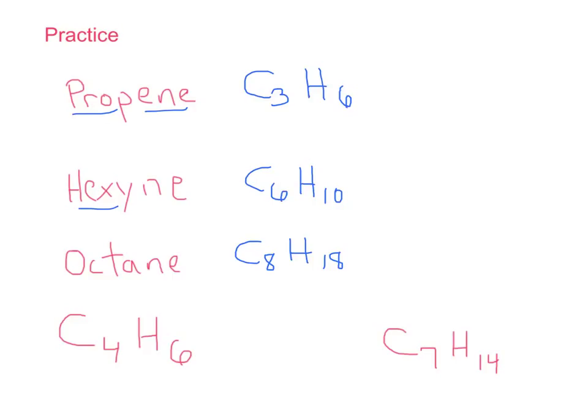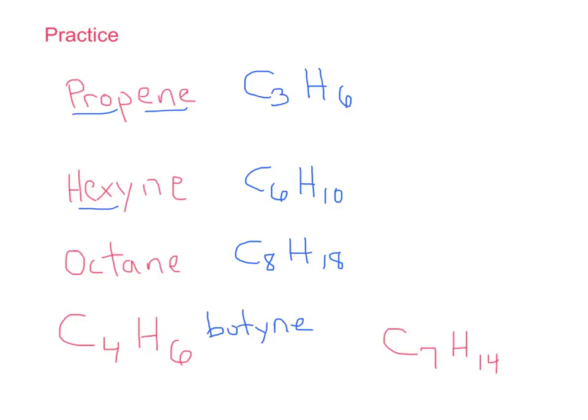Then C4H6. It's not saturated because it should be a total of 10. So this is 2n minus 2. This is 4, so it's going to be but-, because that's 4. Butyne. It's a weird one to say.